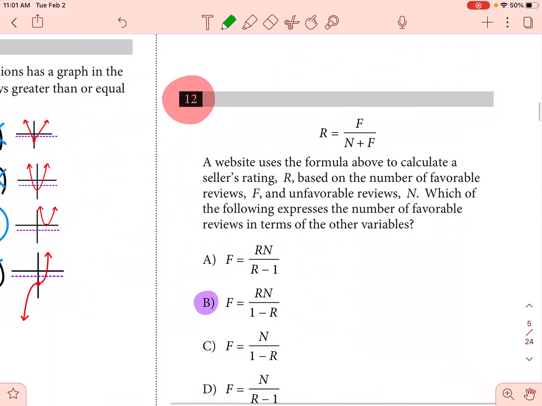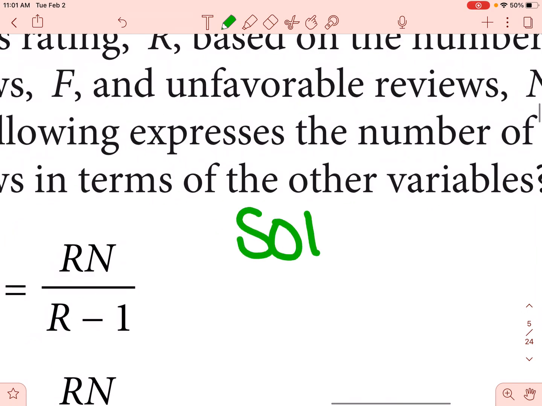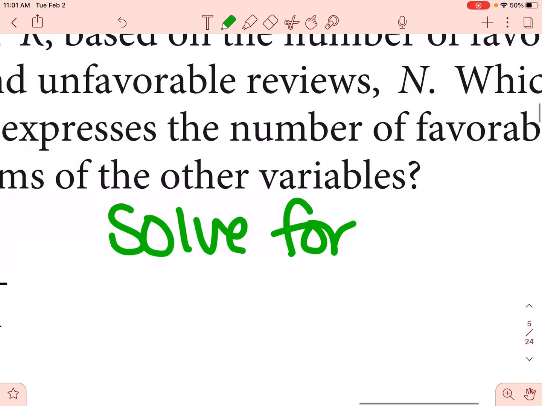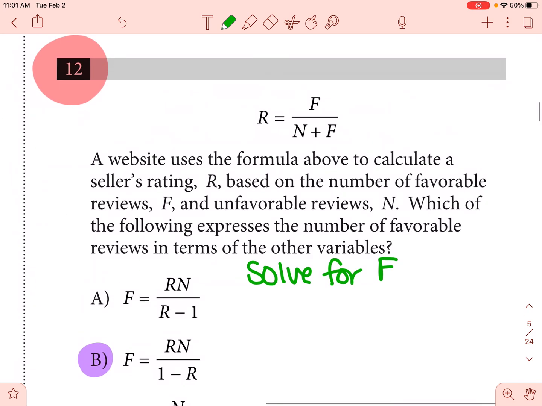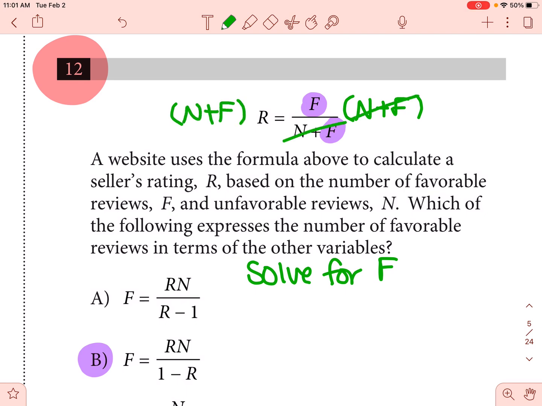So for number 12, it gives me an original formula. A website uses this formula to calculate a seller's rating, R, based on the number of favorable reviews, F, and unfavorable reviews, N. It says, which of the following expresses the number of favorable reviews in terms of the other variables? In other words, solve for F. Another classic Algebra 2 problem because there's two F's. Here's how we're going to do this. We're going to start by multiplying the n plus f to the other side.